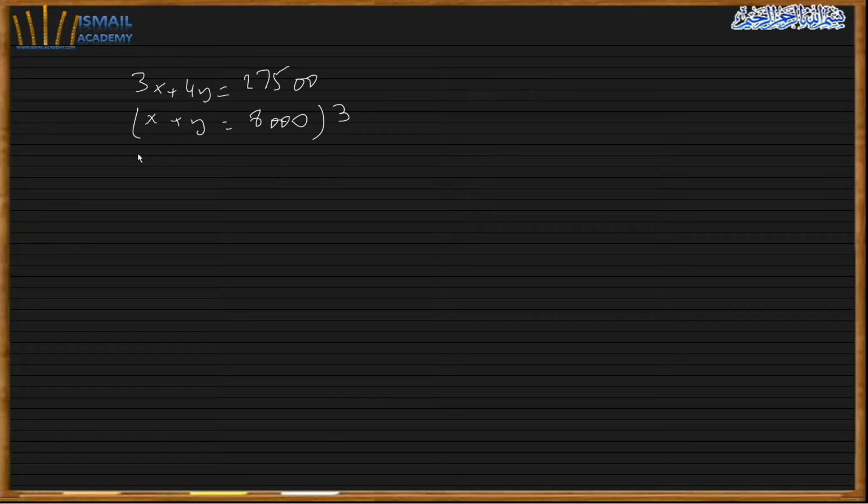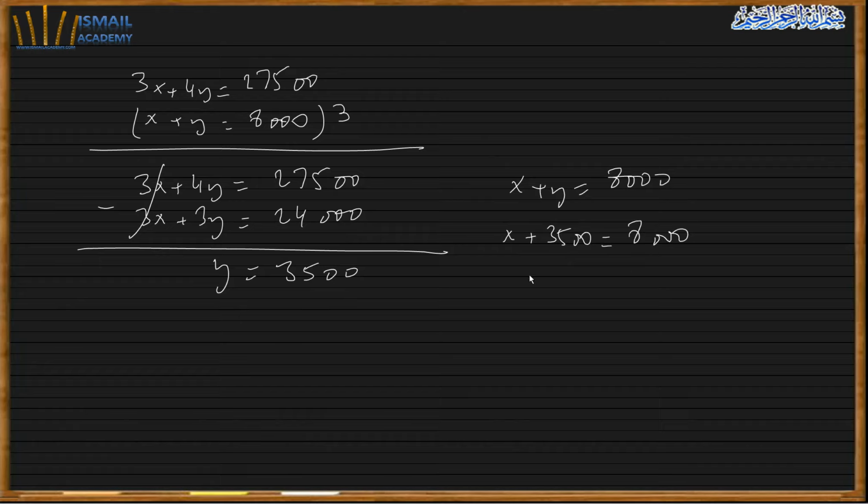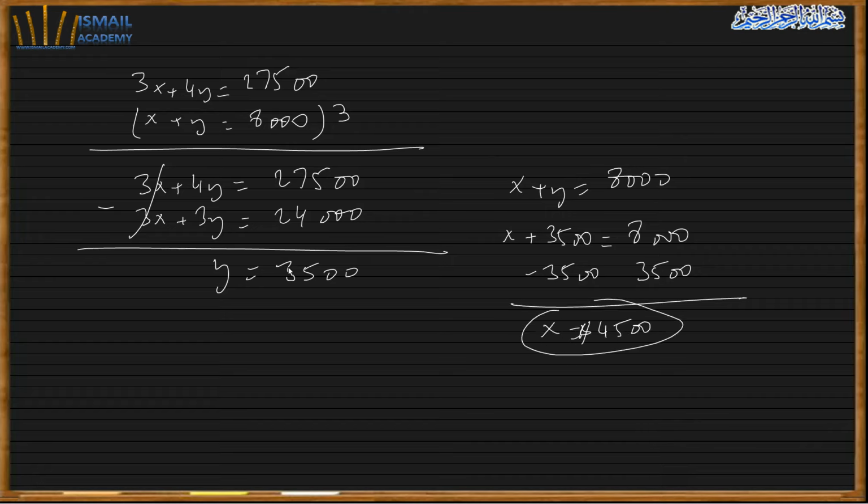So I eliminate the x first, so I will have 3x plus 4y equal 27,500, and here I will have 3x plus 3y equal 24,000. Then what I do, I subtract. So this is gone, this is y, and here will give me 3,500. Now I know that x plus y is 8,000, so that means x plus 3,500 is going to give me 8,000. So subtract this from both sides, and you get your x, which is 4,500. Don't forget the dollars. So this is how much you invest in each.